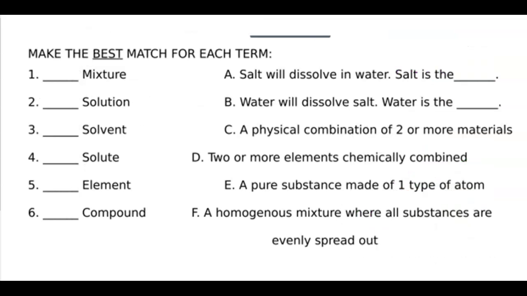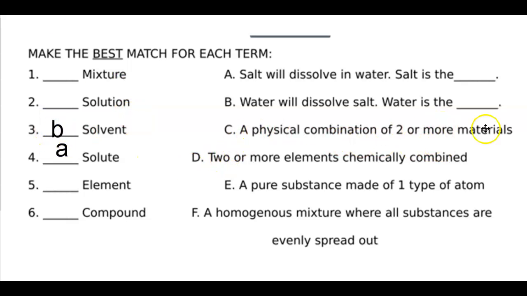Let's do the matching. Okay, we've got mixture, solution, solvent, solute, element, and compound. When I like to match, I like to look at the definitions first and then match with the word. It's a little easier to think it through that way. Salt will dissolve in water. Salt is the solute. Water will dissolve salt. Water is the solvent, the universal solvent.